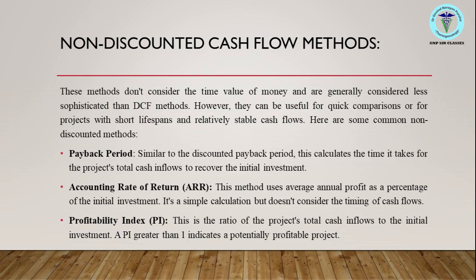Accounting rate of return (ARR). This method uses average annual profit as a percentage of the initial investment. It's a simple calculation but doesn't consider the timing of cash flows. Profitability index (PI). This is the ratio of the project's total cash inflows to the initial investment. A PI greater than 1 indicates a potentially profitable project.